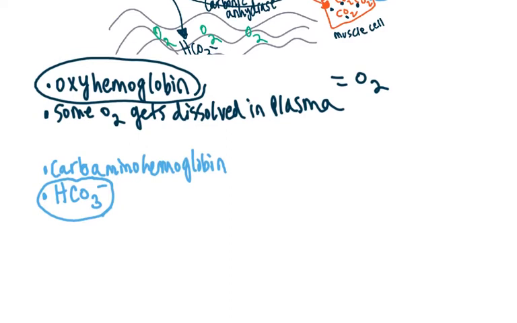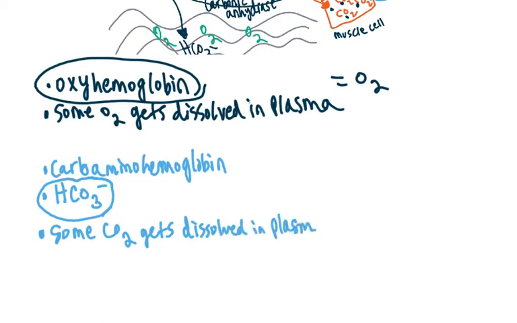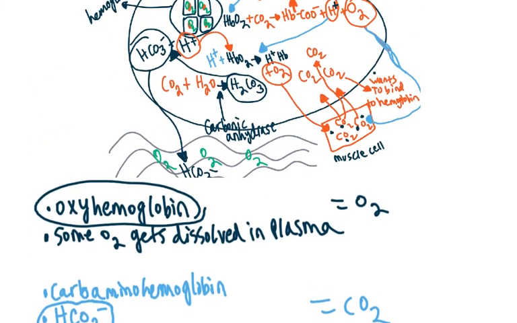And then our last way again is the same as our second way for oxygen, is that some CO2 can be dissolved in the plasma. All right, some CO2 gets dissolved in the plasma. All right, so this was for CO2, the main ways of carrying that in the blood.